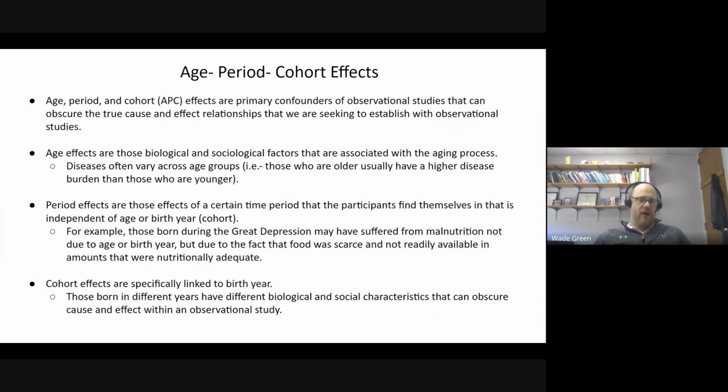Period effects, right? These are essentially effects based on being involved in a study within a certain time period, independent of birth year. So, for example, let's say that we want to look at rates of malnutrition in a cohort of people that are 20 all the way to 100 years of age. And so we have people that were born into and or lived through the Great Depression within that cohort.